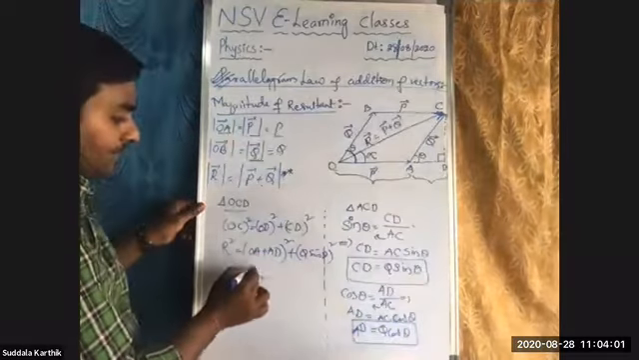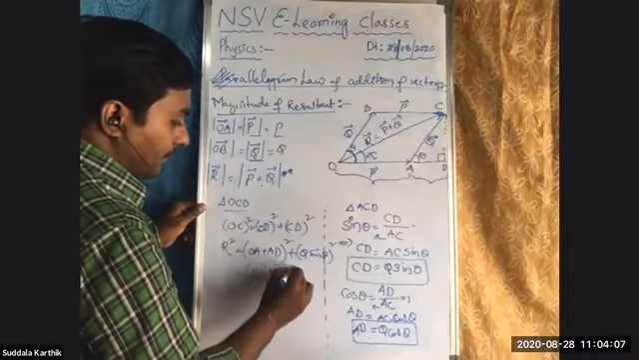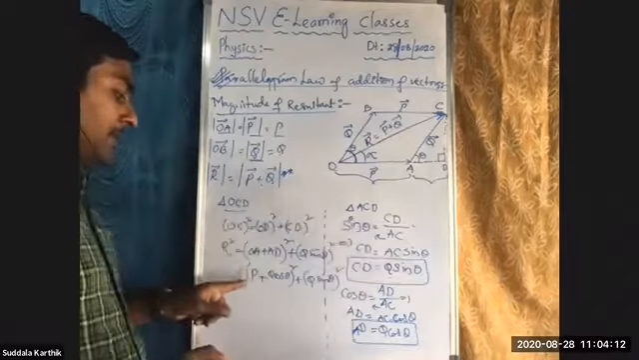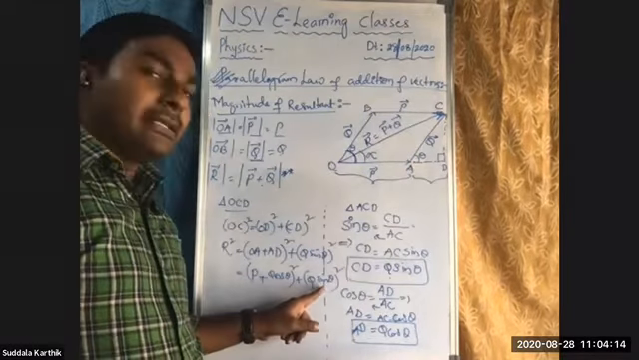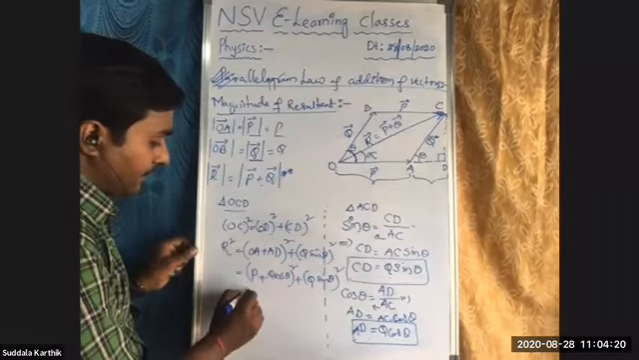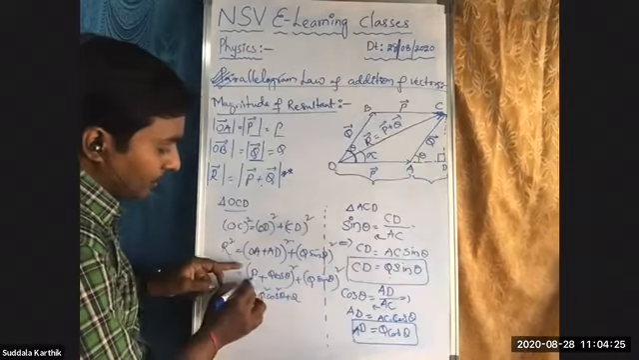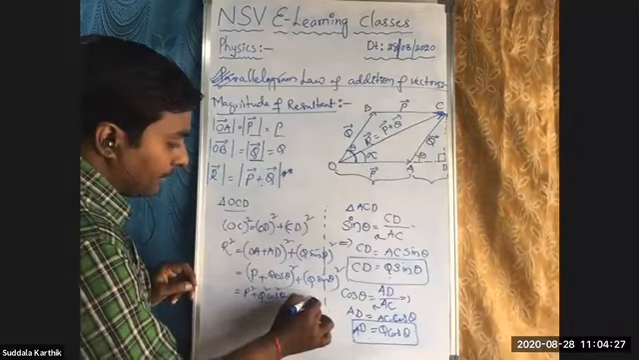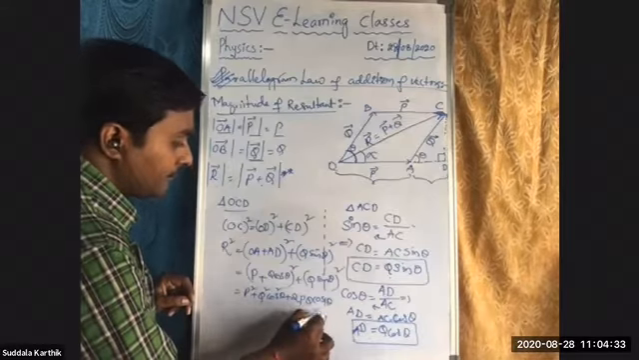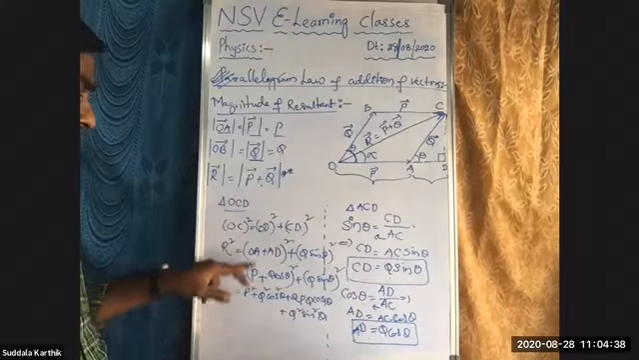Just I am substituting. OA I got, AD also I got. P plus Q cos theta whole square plus Q sin theta whole square. This is looking like A plus B whole square. So P square plus Q square cos square theta plus 2AB, that is 2PQ cos theta, plus the term already there, Q square sin square theta. Is this step clear?